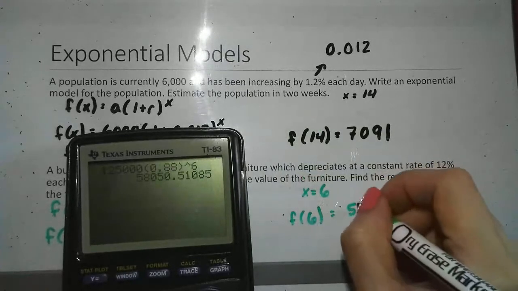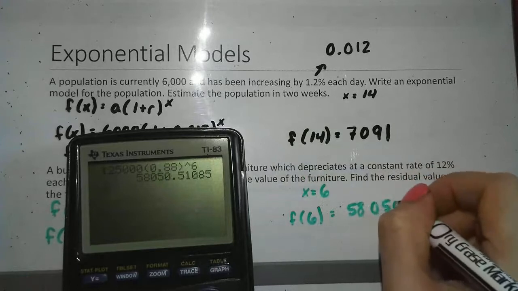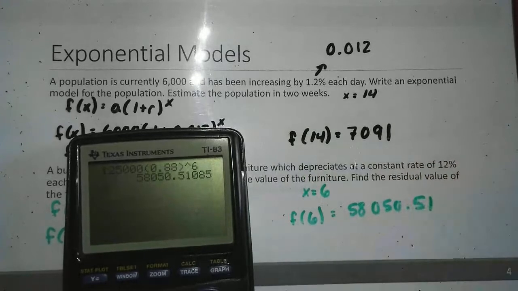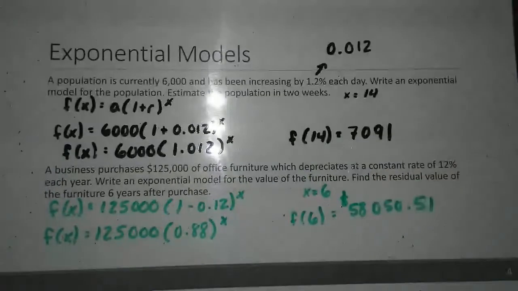We are getting 58,050.51. We're measuring in money, so I'll round to the nearest penny. So $58,050.51 is how much that furniture is going to be worth.